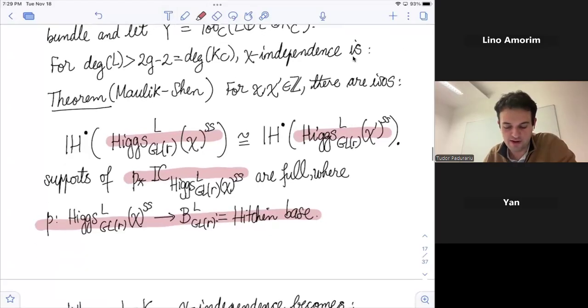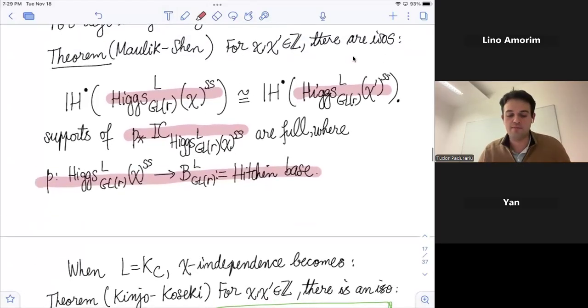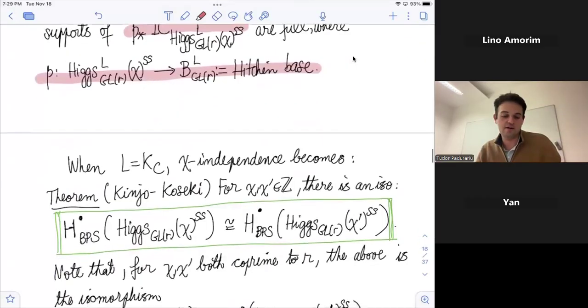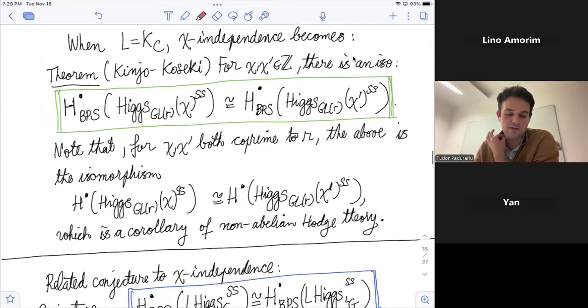Okay, I have 1 minute left. So maybe I'll stop at this Maulik-Shen result, and then I'll just take maybe a couple of minutes tomorrow to discuss what it says for usual Higgs bundles.